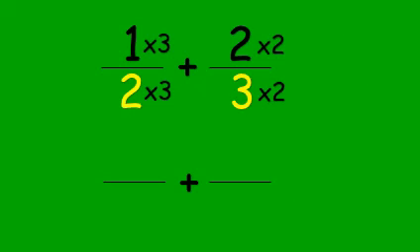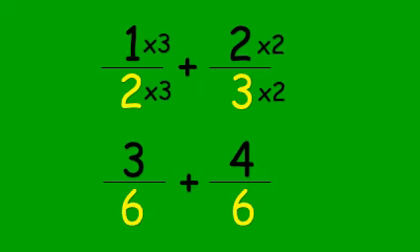Let's multiply our fractions out. 1 times 3 equals 3. 2 times 3 equals 6. 2 times 2 equals 4. 3 times 2 equals 6. Very good.